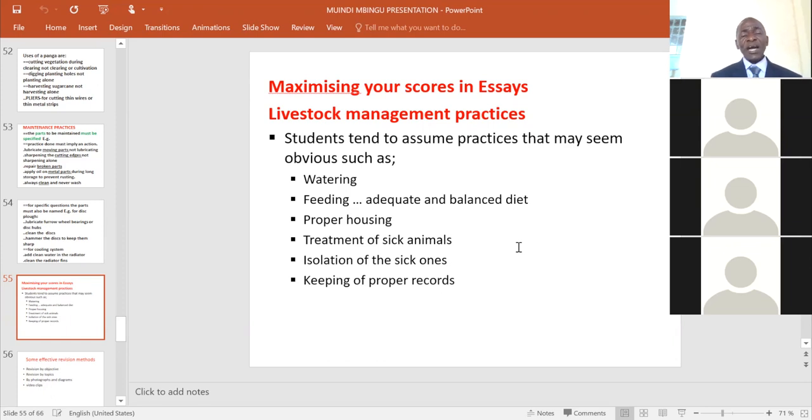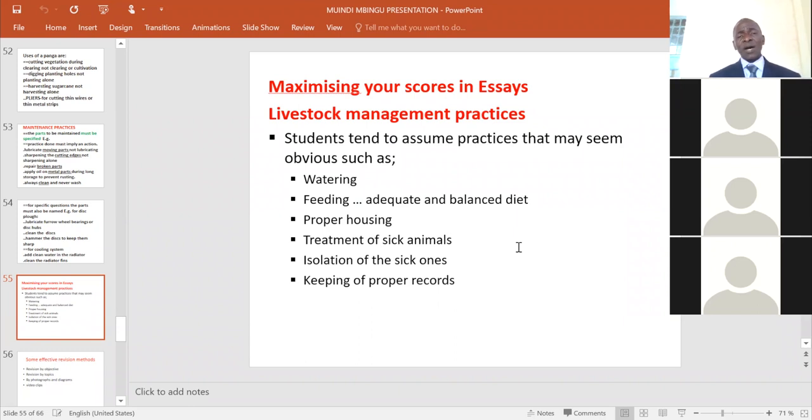Now, treatment of sick animals, always forgotten. This is a marking point in livestock management, a question requiring you to describe management of livestock. But you get more marks by giving the reason why the animal is treated, and also by saying that treatment should be done promptly. So prompt treatment of sick animals to avoid spread of the disease to healthy animals. 2 marking points. You've given the reason, you've given the practice.